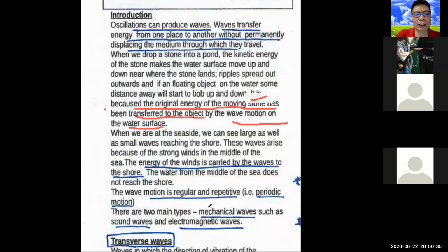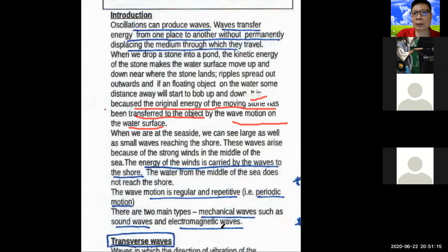What is the difference between mechanical wave and electromagnetic wave? Roughly, you can jot down: mechanical wave cannot travel through vacuum. Sound wave and water wave cannot go through vacuum. You need a medium to transfer. So that is called mechanical wave. Mechanical wave needs a medium to transfer; with vacuum, it cannot.